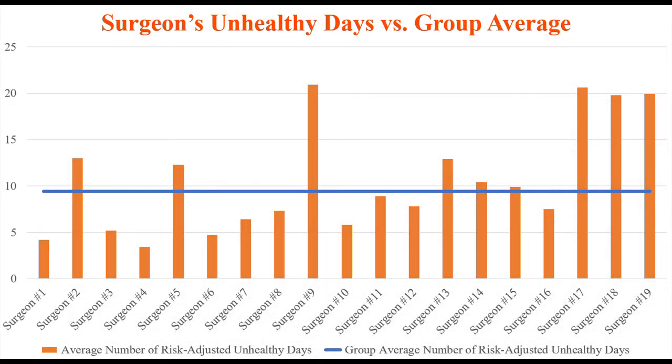There's still one more thing to do. To separate those surgeons keeping their patients healthy from those who aren't, we compare each doctor's unhealthy days to the group average, the blue line. For those surgeons doing worse than average, their column is above the line. We take the number of days over the line and add it to their numerators.